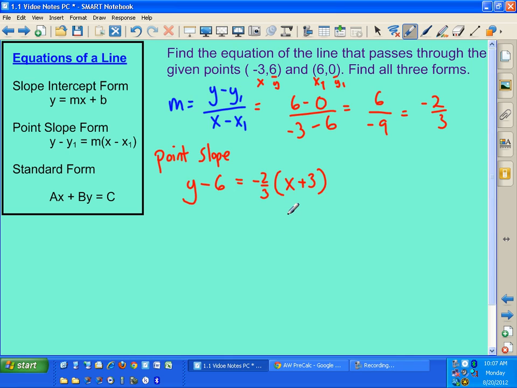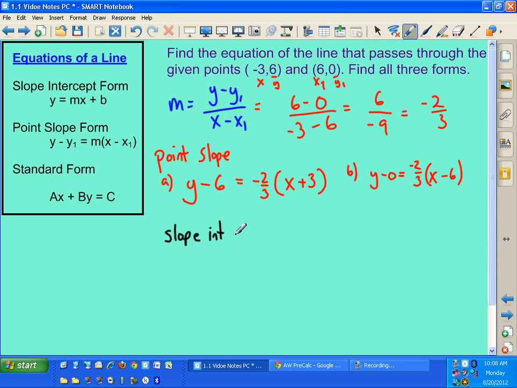I could have another point-slope equation, either one, and use the other ordered pair, and that would have been y minus 0 equals negative 2/3 x minus 6. Now the benefit for the B one that I chose is that it's going to be much easier for me to put it into slope-intercept form. So now slope-intercept form will be my next one.